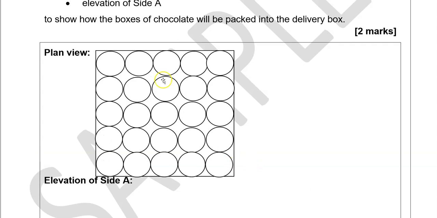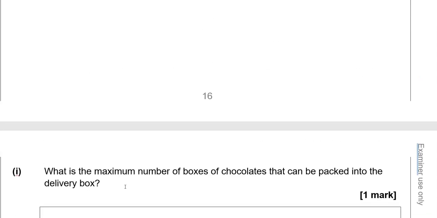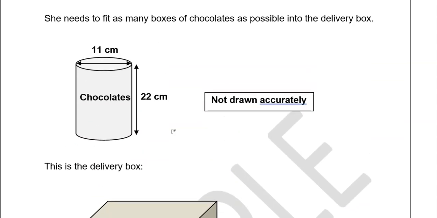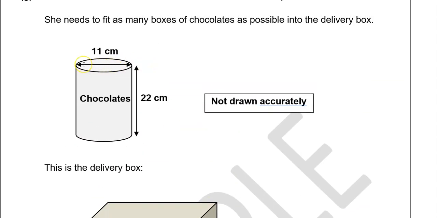So that we have it complete, it's 5 by 5, so 25 in one row. Let's see how many rows there will be in total, and the elevation of side A will show us that. Looking at side A, we've got dimensions 48 by 55, and the dimensions of the box of chocolates are 11 by 22.